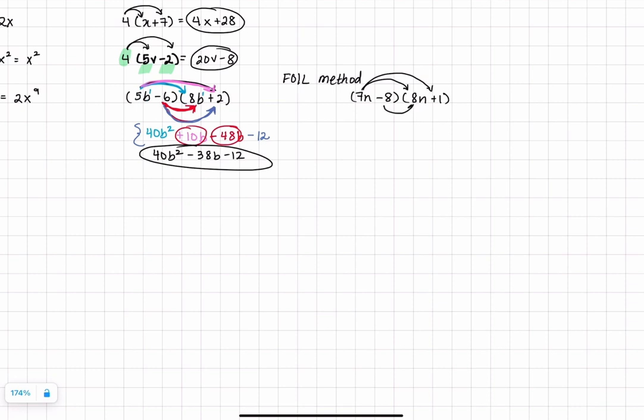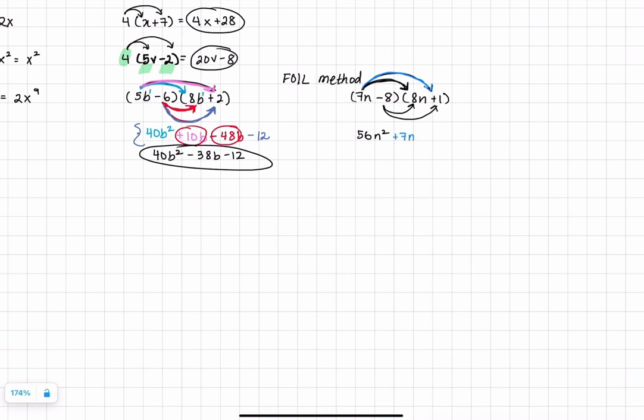So this one and this one. You want to make sure you multiply each number. So just look at this first one and make sure you're distributing it to every number on the other side. So 7n times 8n would give us 56n squared. Great. So next we have 7n times 1. So that would be plus 7n.